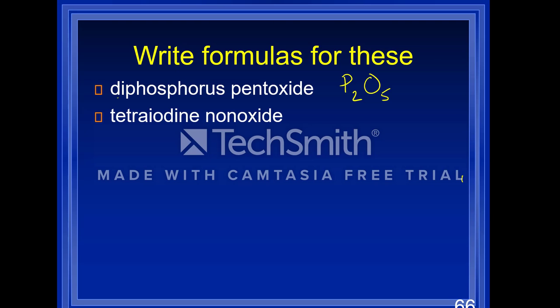How about tetraiodine monoxide? Notice we kept all the vowels here. Tetra's 4. Iodine is I. And it's not an oxide because it says nonoxide. No, that's not what it means. That's the prefix nona shortened up, right? O9. Because that's nona with the A taken off.